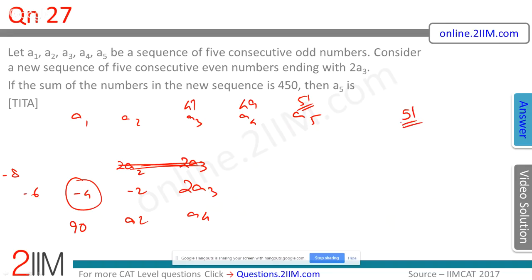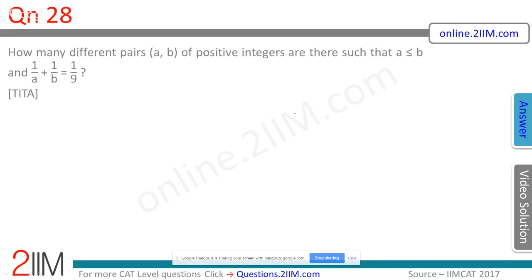5 consecutive odd numbers. New sequence. Consecutive even numbers ending with 2A3. The middle term is 90. So we get the A3 term to be 94, 47, 49, 51. I think that's the one I got wrong. Hopefully I've gotten it right this time.